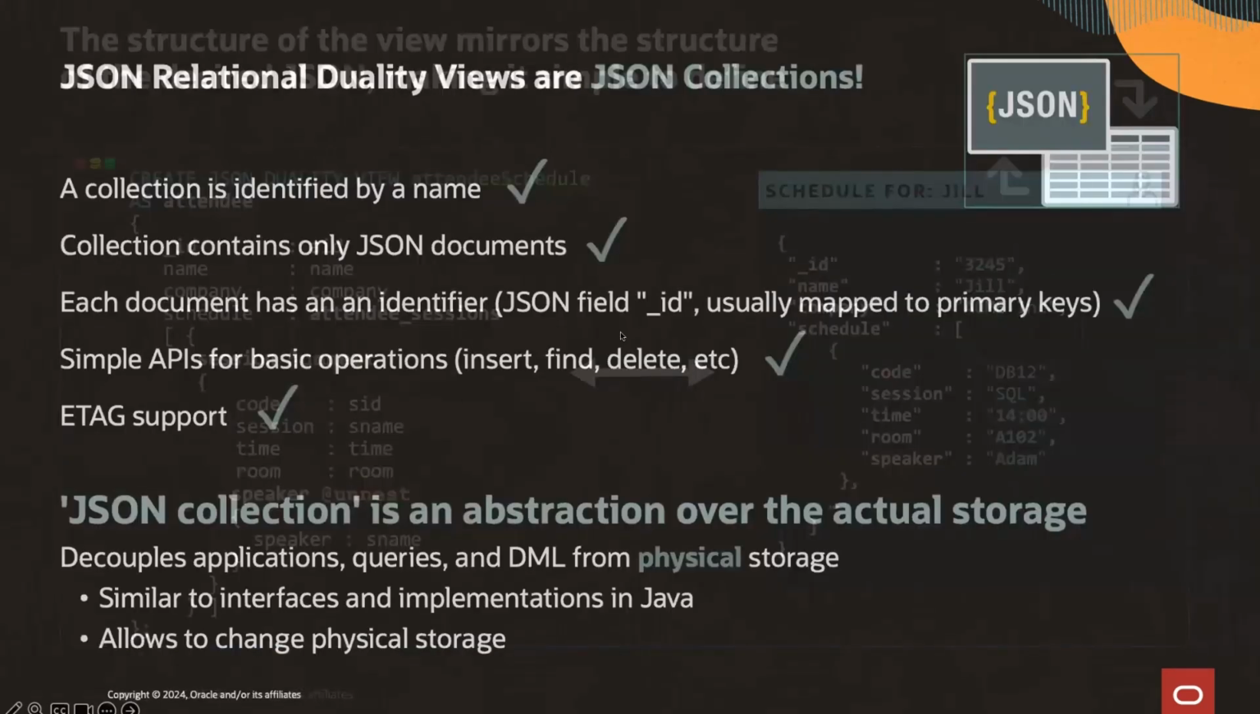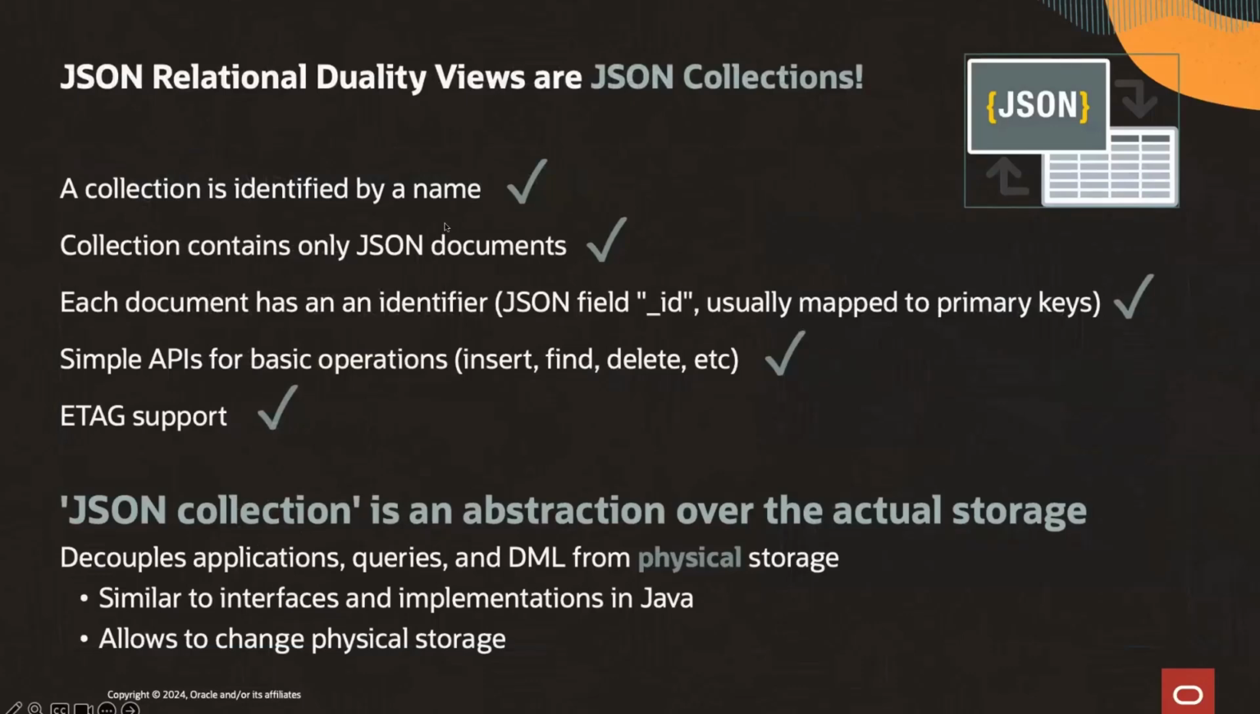So the data will always be consistent and only stored once. But if we look at JSON duality views, and you may have heard about this before, the conclusion is JSON relational duality views are really collections, because they satisfy the criteria of having a collection identified by a name, containing JSON, and everything has an identifier. We have these simple APIs, like I can access duality views from the Mongo API, for example, and we have support for ETAG.